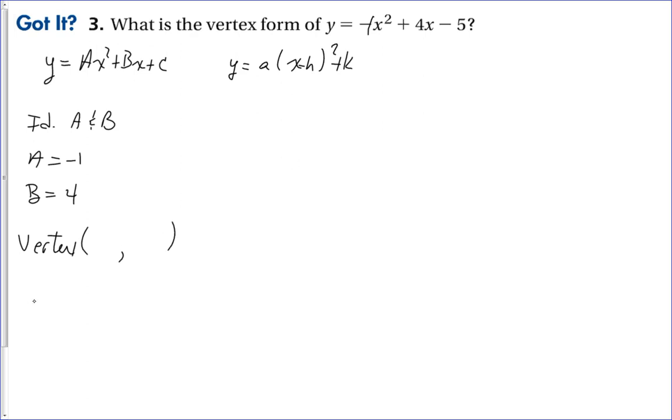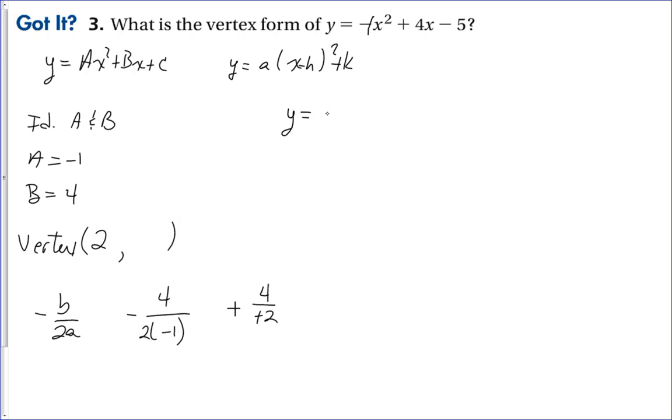Remember, to find the x-coordinate of our vertex, it is simply negative b over 2 times a. So negative b, which is 4, over 2 times a, which is negative 1. So this is going to give us negative 4 over negative 2. The negatives change to a positive, and 4 divided by 2 is 2. All right. Now, all we have to do is take this 2 and plug it into our equation.